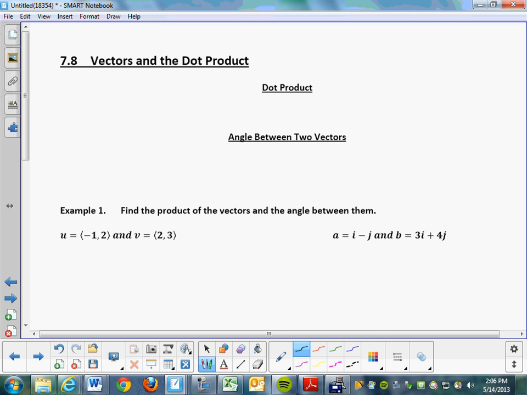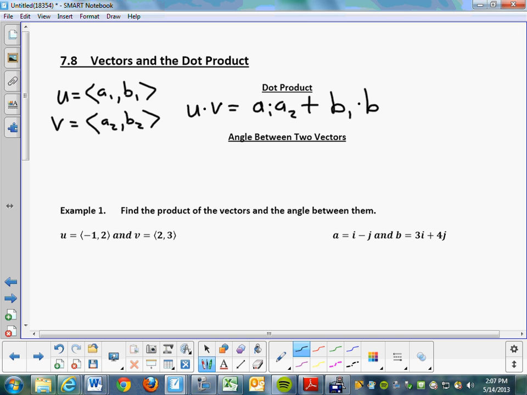Vectors dot product. If U is equal to the component A1, B1, and V is equal to the component A2, B2, then U times V is equal to A1 times A2 plus B1 times B2. That's the dot product. That's how you multiply components of vectors.